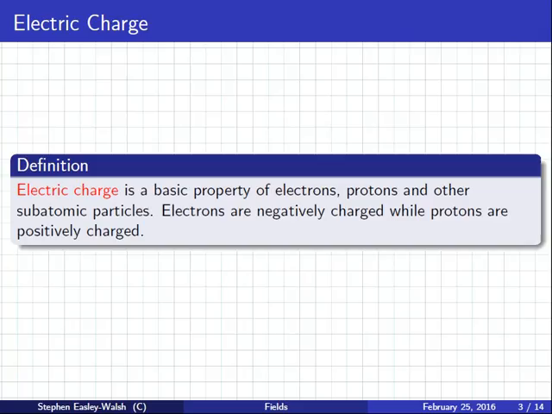Electric charge is a basic property of electrons, protons, and other subatomic particles. Electrons are negatively charged, while protons are positively charged. This is basic chemistry. Make notes if you need to. But I'm sure you did this in the first week of chemistry.